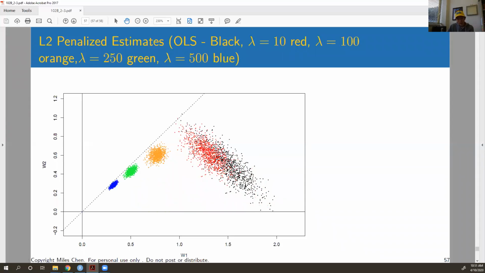For the L2 penalty estimates, what we see is that the cloud of points here will get smaller and smaller and smaller. We have less and less variation in the different W1 and W2 estimates that we get. So when lambda is 500, the variation that we have in W1 and W2 is quite small, okay? But we probably wouldn't ever pick lambda equal to 500. But what we see is that the variation of the estimates, so how reliable is your estimate W1 and how reliable is your estimate W2, will shrink as your lambda increases.